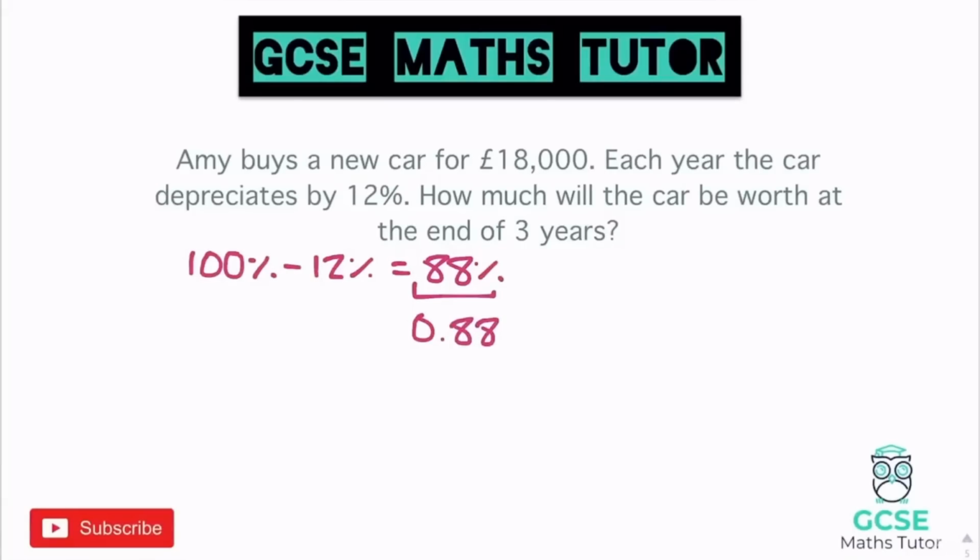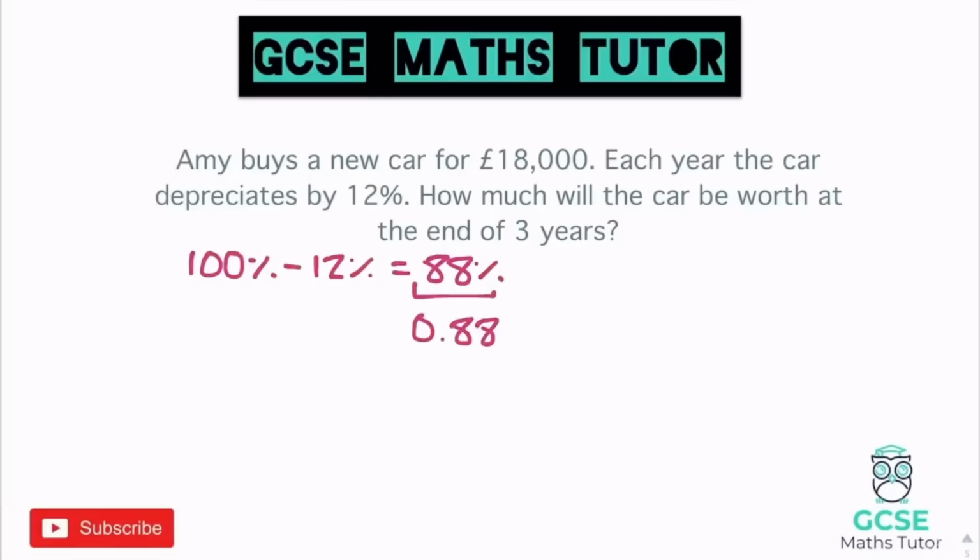I can do that on the calculator, 18,000 times 0.88, and it gives me the answer 15,840. So that would actually just reduce it for me in the first year. And I could just do that 3 times. I could just times by 0.88 and keep on repeating that. Or I can actually do something to speed things up a little bit. And it's very similar to compound interest.